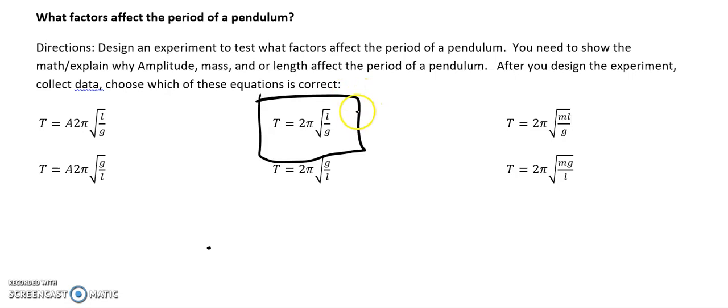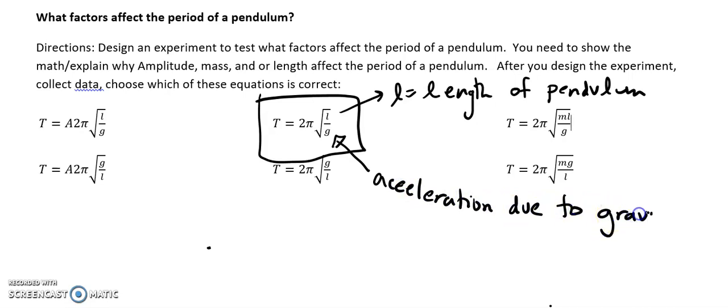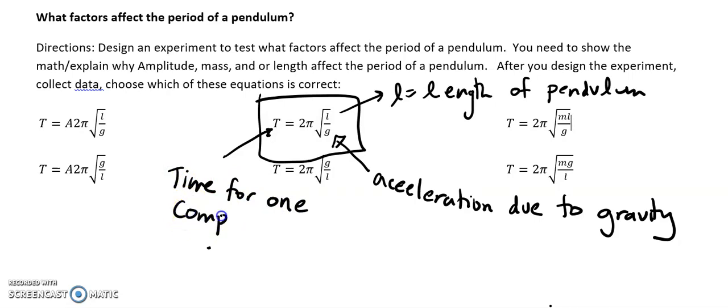So again, L is the length of the pendulum. Little g is the acceleration due to gravity at whatever location you are. And T, the period, is the time for one complete revolution. Great. So go ahead and write down that equation. We'll use it soon.